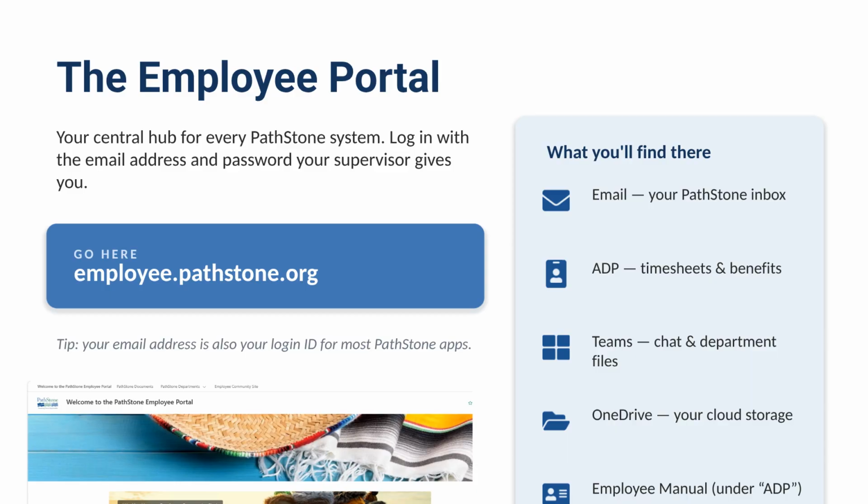The employee portal is probably the single most useful link to remember. It's the front door to just about everything. The address is employee.pathstone.org. You'll log in with the email address and temporary password your supervisor gives you on day one. And that same email address is also your login for most other Pathstone apps. Once you're in, you'll see tiles for your email, Microsoft Teams for chatting with your department, OneDrive for storing files, and more. There's also a link to ADP.